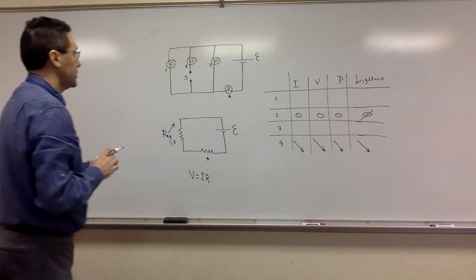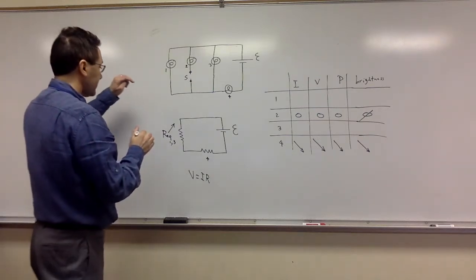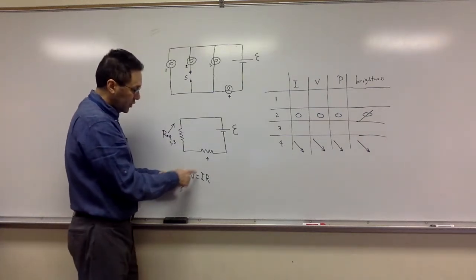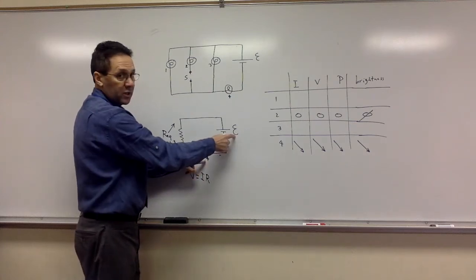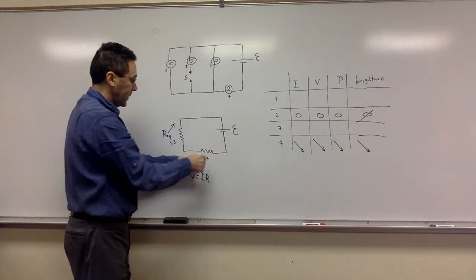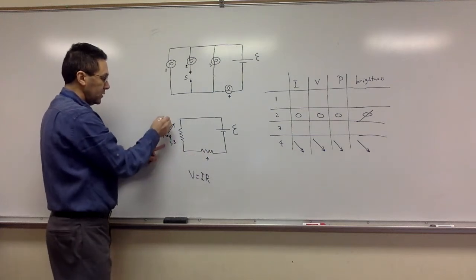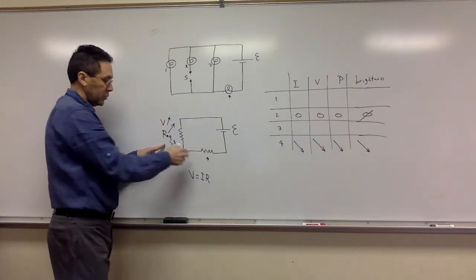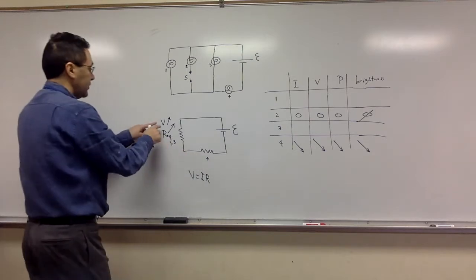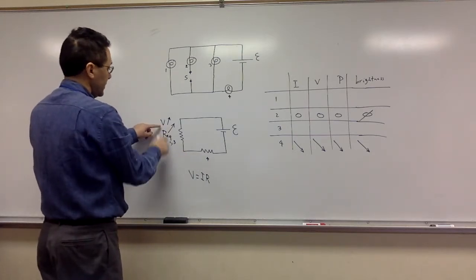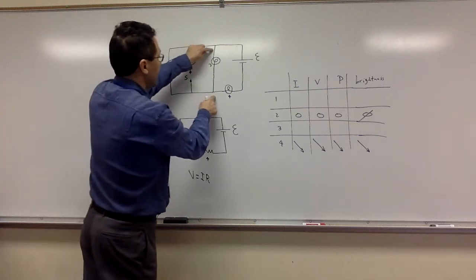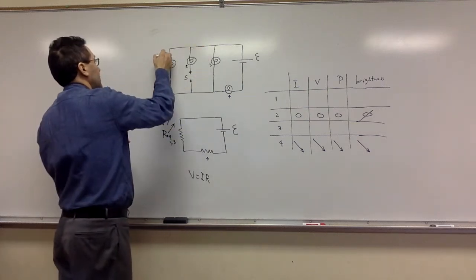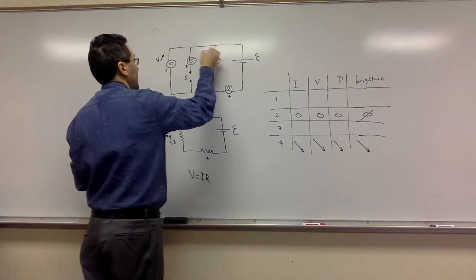Now let's see what happens to 1 and 3. If the voltage here drops, and this voltage here is constant coming out of the battery, it just means that this voltage goes up because this one drops. So if the voltage here increases, the voltage across the equivalent resistance is the voltage across each one of these light bulbs. So the voltage here goes up, and the voltage here goes up.